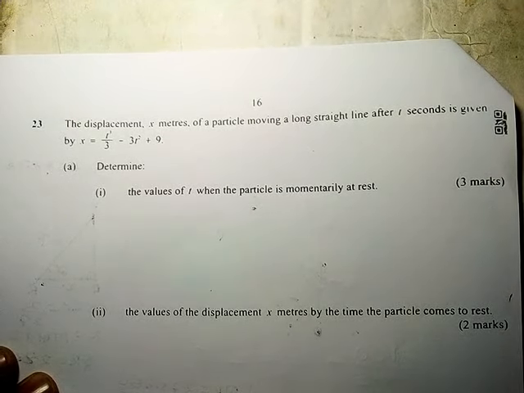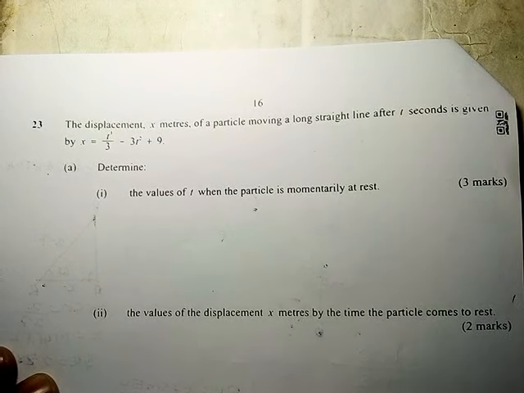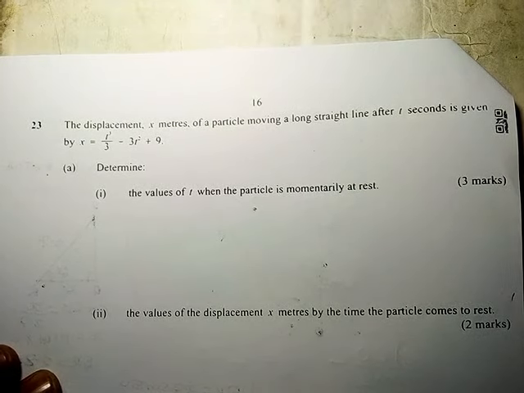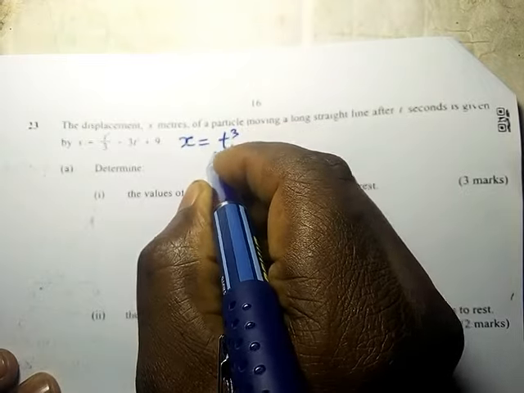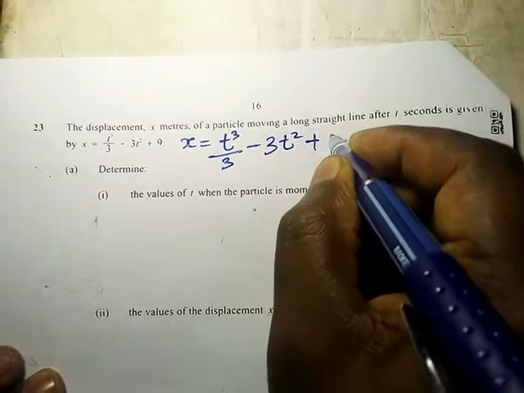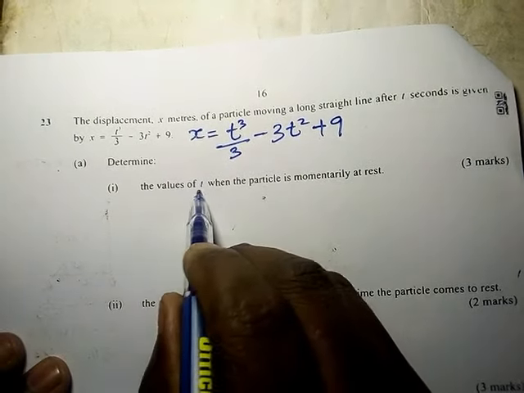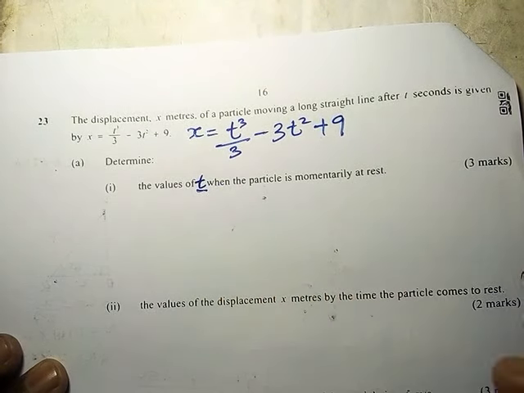Number 23, the displacement x meters of a particle moving along a straight line after t seconds is given by, let me write, x is equal to t raised to power 3 over 3 minus 3t square plus 9. I want to make it clear. Determine the values of t when the particle is momentarily at rest.